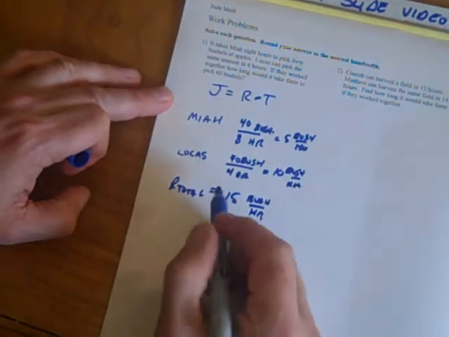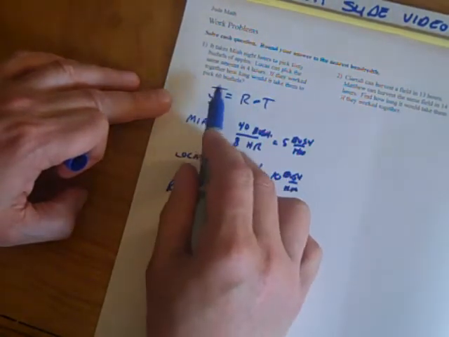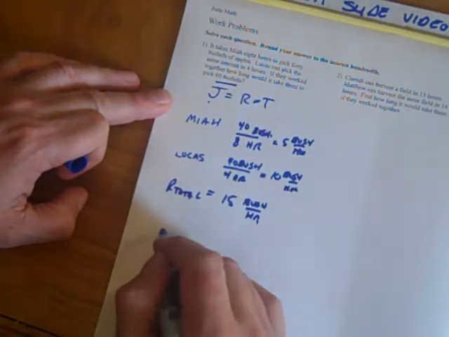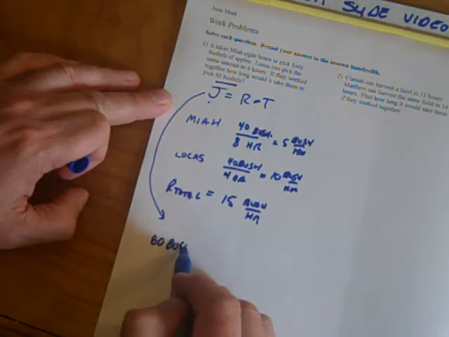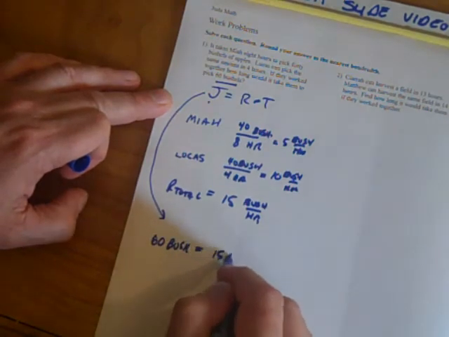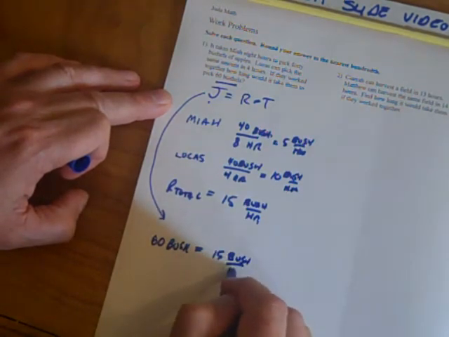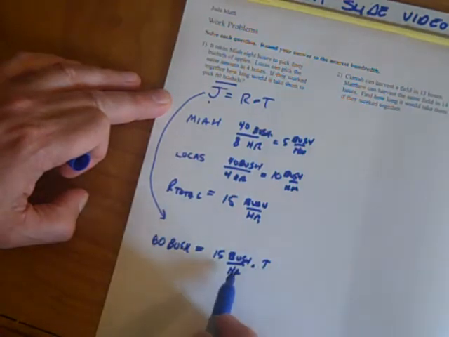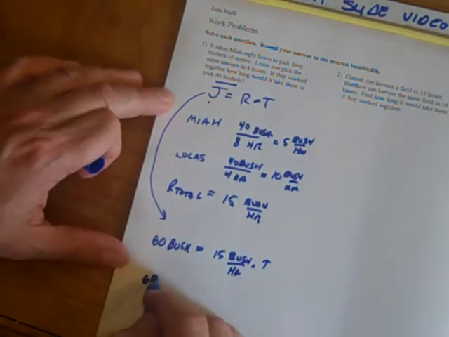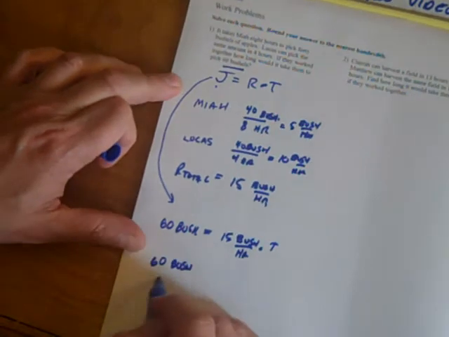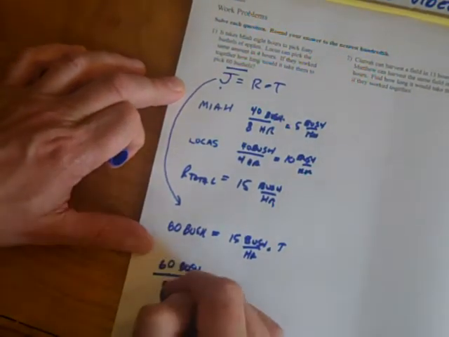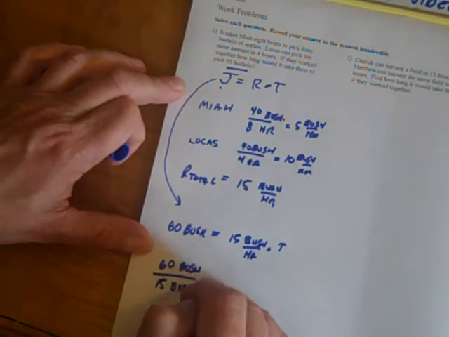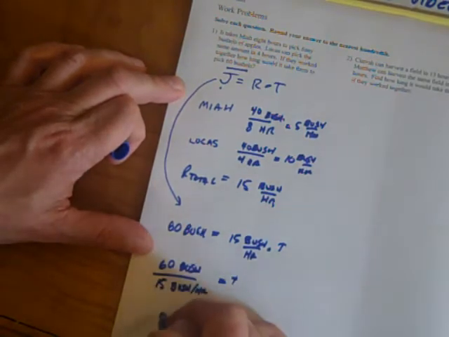All right, well, they don't want to pick 40 bushels this time. I want to pick 60, so I'm going to fill in this equation, 60 bushels. Rate total is 15 bushels per hour times T. All right, 60 bushels divided by 15 bushels per hour, and I get 4 hours is the answer for number 1.